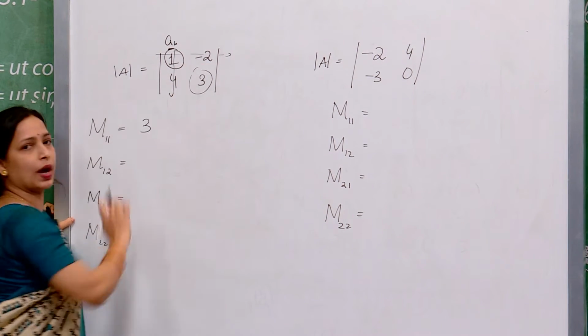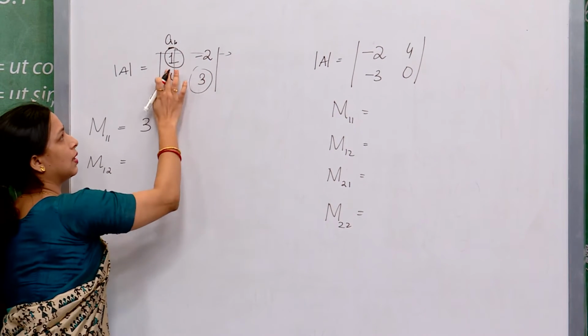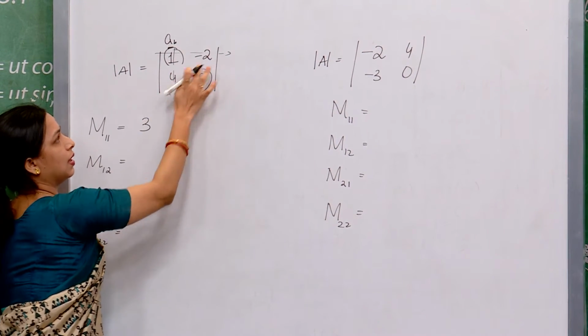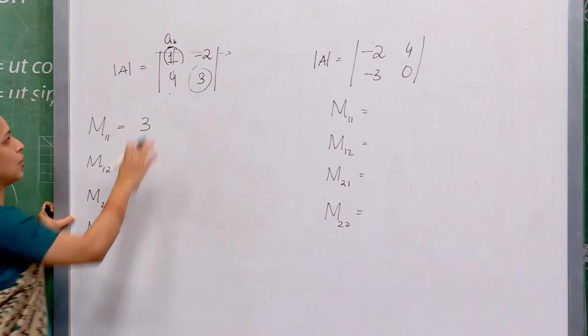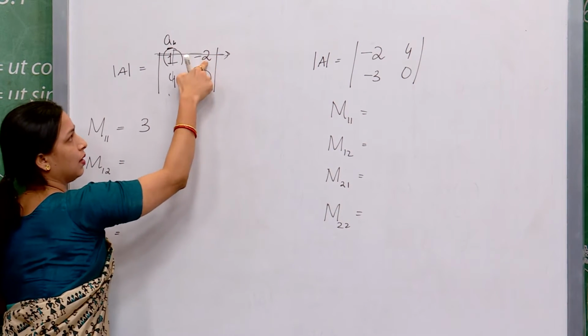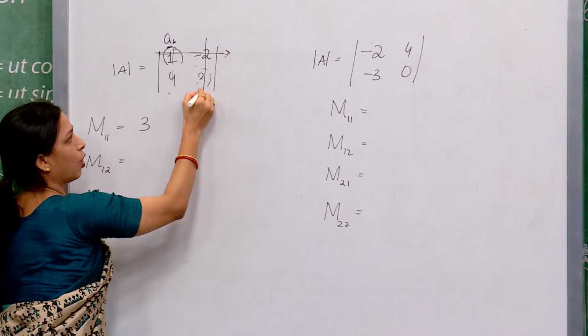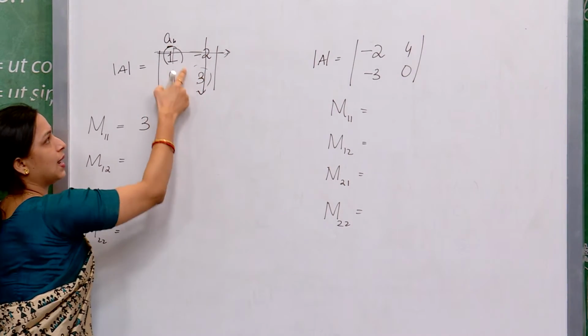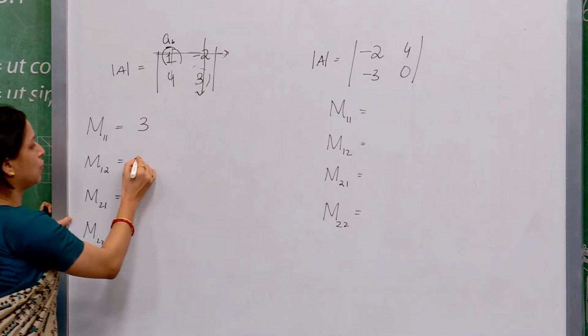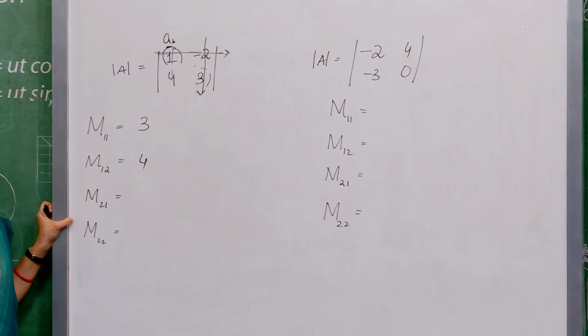Similarly, M 1 2 means the element is minus 2. So, I delete the row in which minus 2 exists, and then I delete the column, and the resultant element is the minor. So, 4, right.